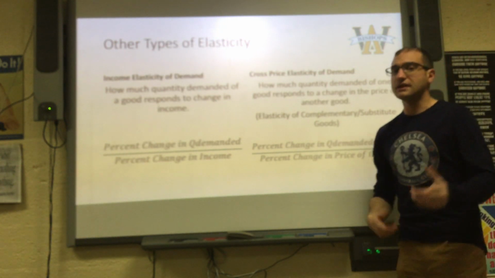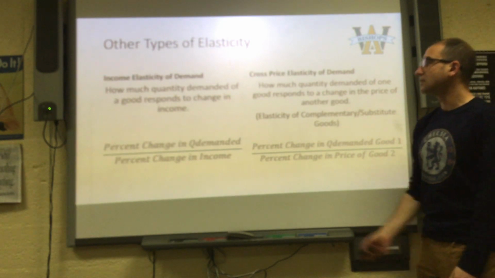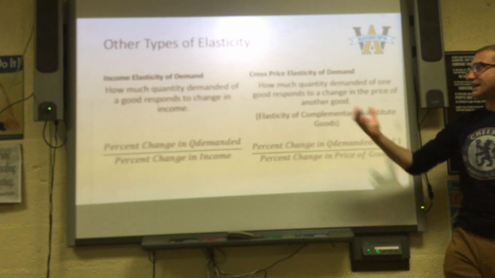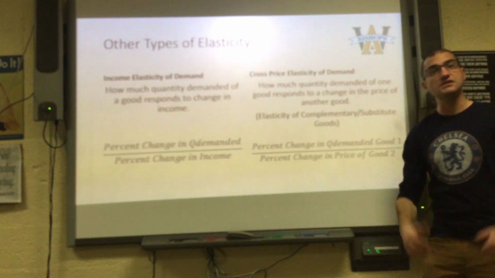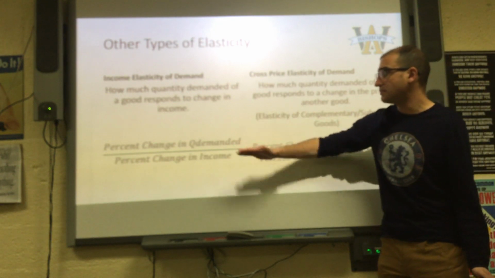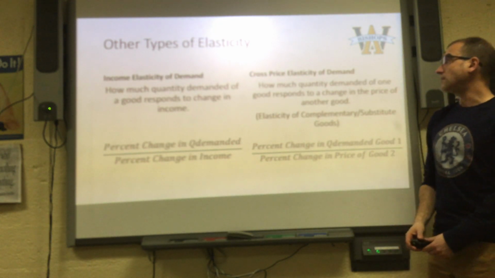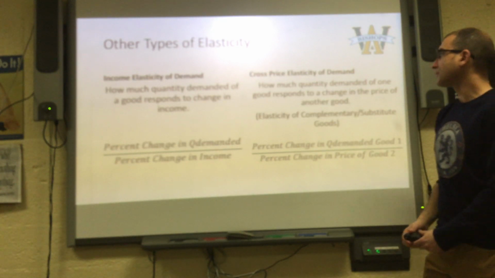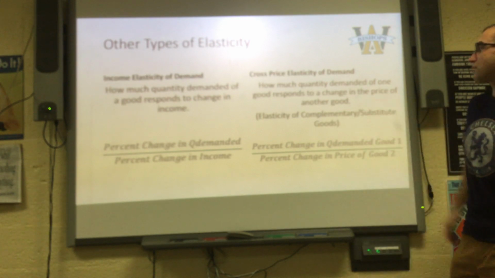The only other thing left to mention offhand is there are other types of elasticities. There is the income elasticity of demand, which is how much the quantity demanded of a good responds to a change in income. That's percent change in quantity demanded divided by percent change in income. There's also cross-price elasticity, which is how much the quantity demanded of one good responds to a change in the price of another good.